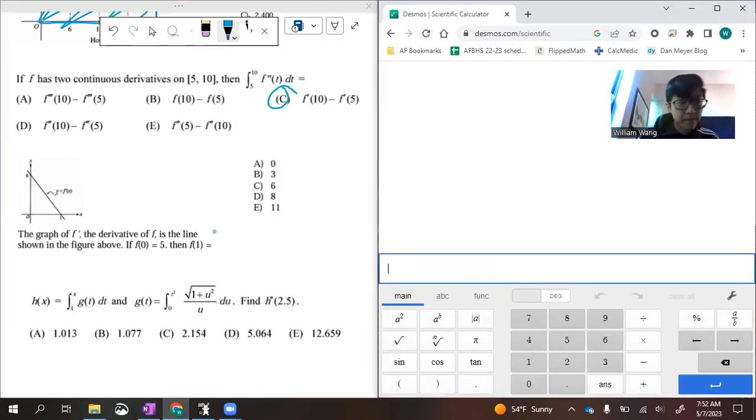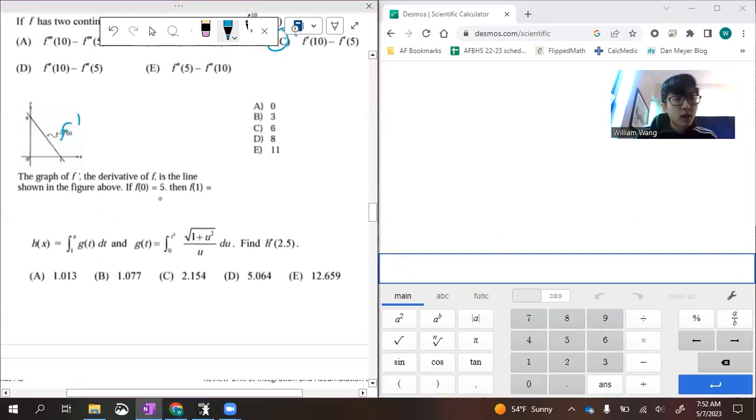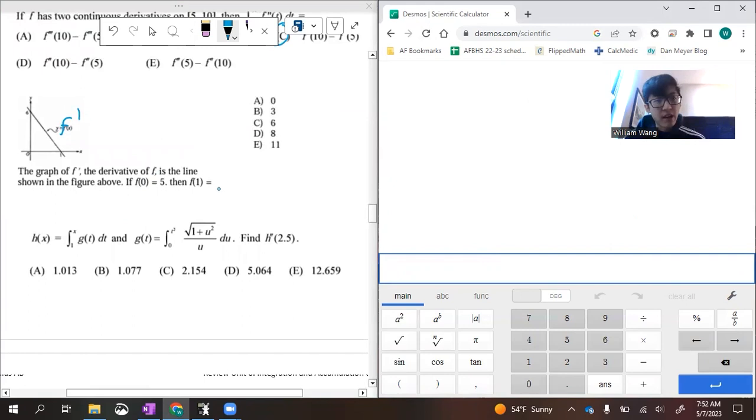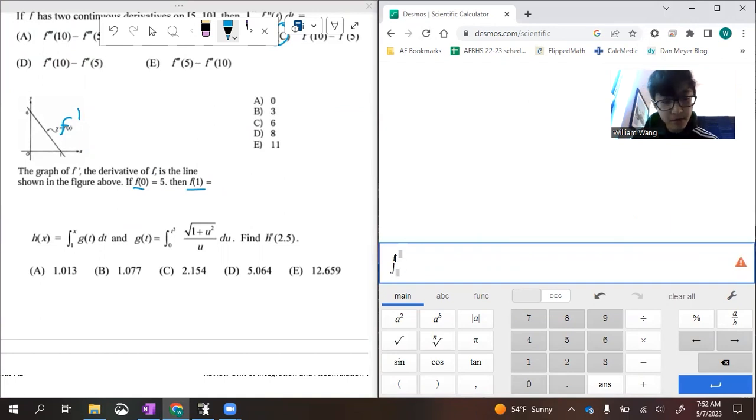All right, next question. The graph of f prime, so this is f prime, the derivative of f, is the line shown in the figure above. If f of 0 is equal to 5, then f of 1 is equal to what? Okay, so f of 0 is equal to 5, f of 1 is equal to what? Okay, so I'm given the first derivative. I want to go back. These are all the original functions. So let's integrate my derivative. All right, so I'm integrating my derivative, and that would give me my original function.